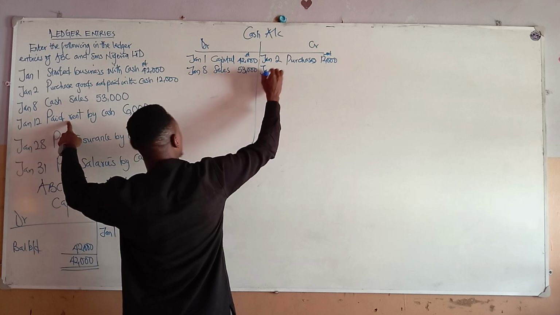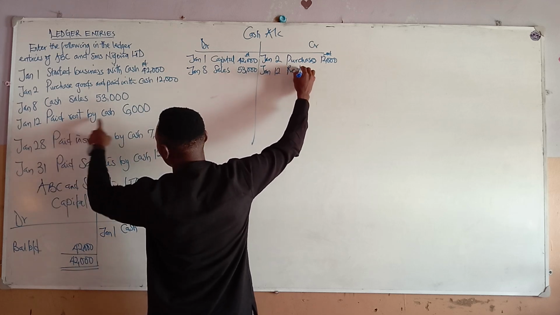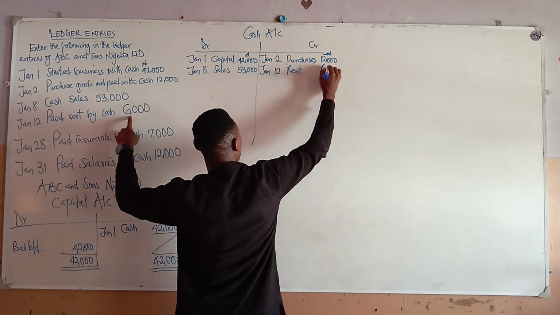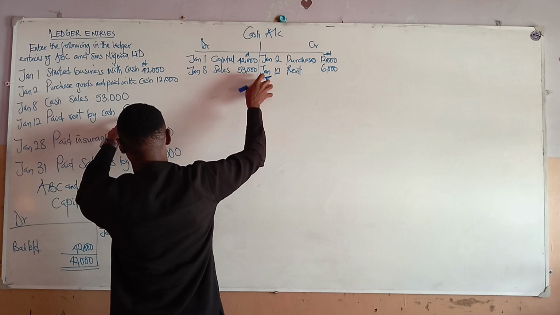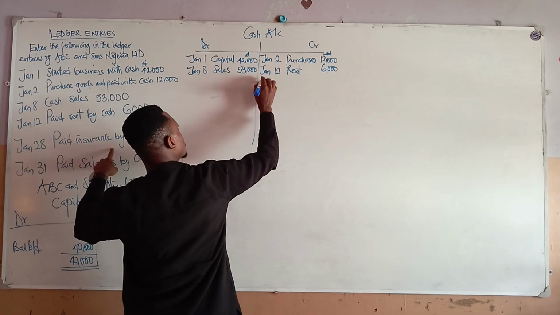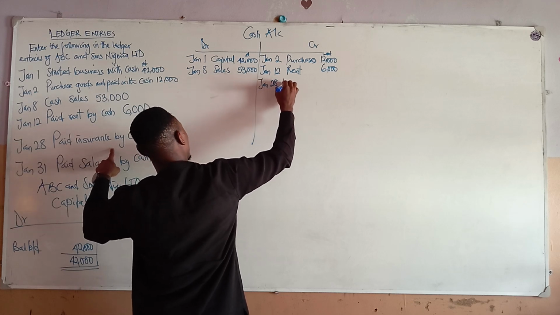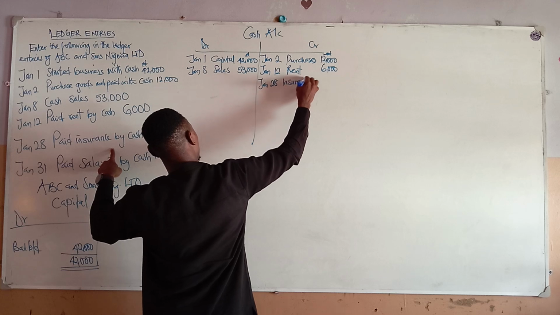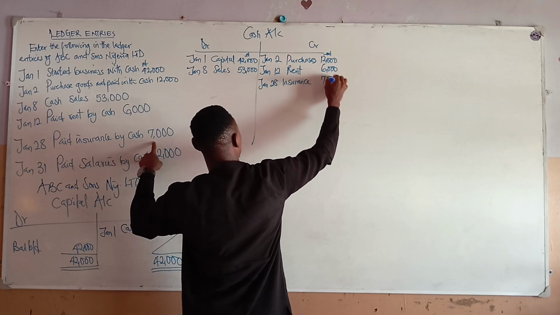So on the January 12th, the particulars is rent that was paid, and the rent that was paid in cash is 6,000. Mind you, it is only cash transactions that I'm putting into our cash account. January 28th, we have paid insurance by cash, so it goes to the credit side, which is January 28th, insurance. He paid the sum of 7,000 naira.